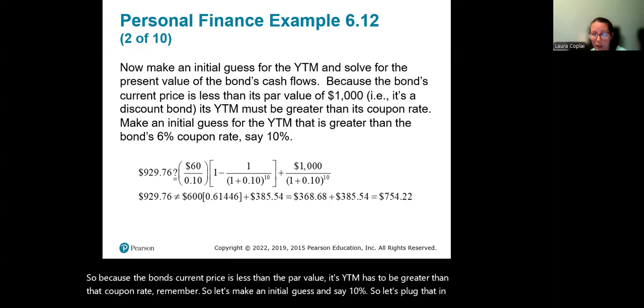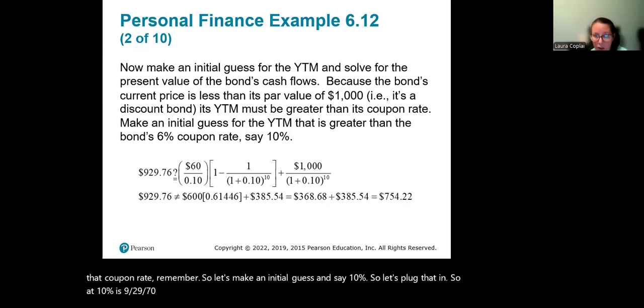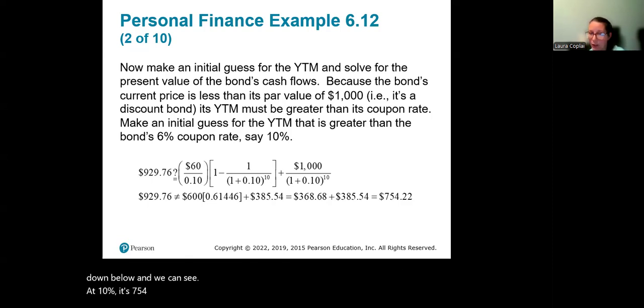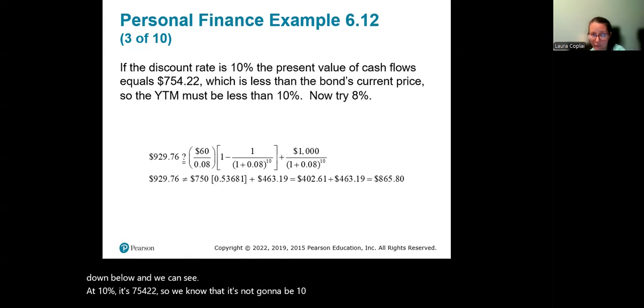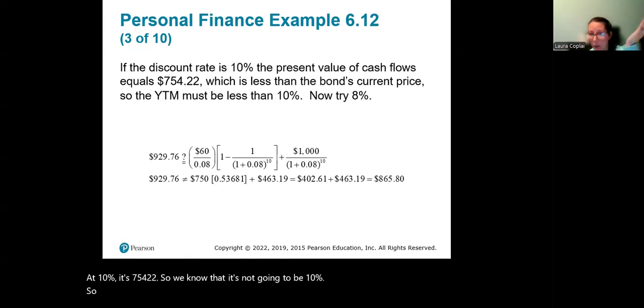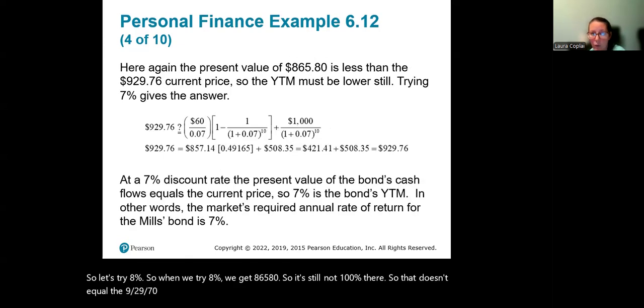So at 10%, is it equal to $929.76? Let's check it out. The math is demonstrated down below, and we can see that at 10%, it's $754.22. So we know that it's not going to be 10%. Let's try 8%. When we try 8%, we get $865.80. So it's still not there. That doesn't equal the $929.76. So we're going to try again. Let's try 7%. With 7%, that does give us the $929.76.